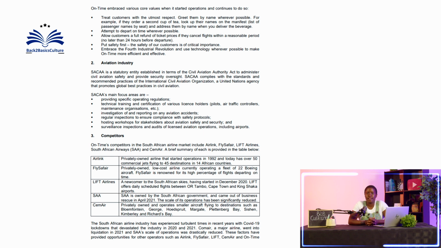Lastly, embrace the fourth IR and use technology wherever possible to make On Time more efficient and more effective. What does this speak to? That they want improved efficiency. So as you are reading, you also want to be on the lookout for what technologies can be used within On Time to make sure that we are living up to this value.